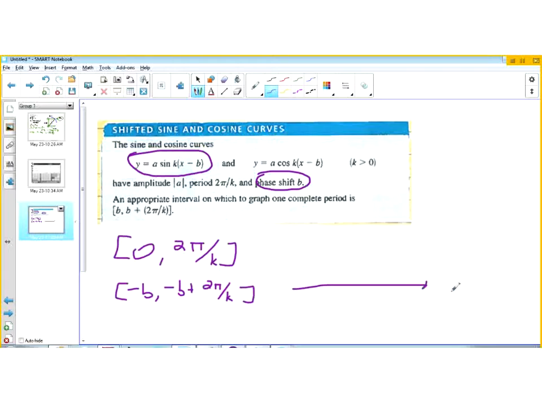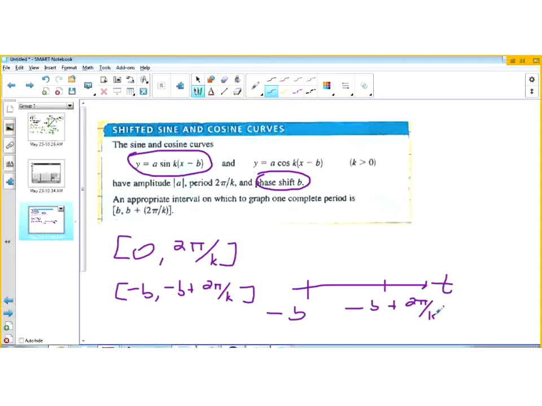So you would have your t-axis, or you could call it x. Then you would have b, negative b here, and then you would have negative b plus 2 pi over k for a left shift, right? So that's how that works. All right, so I can show you an example.